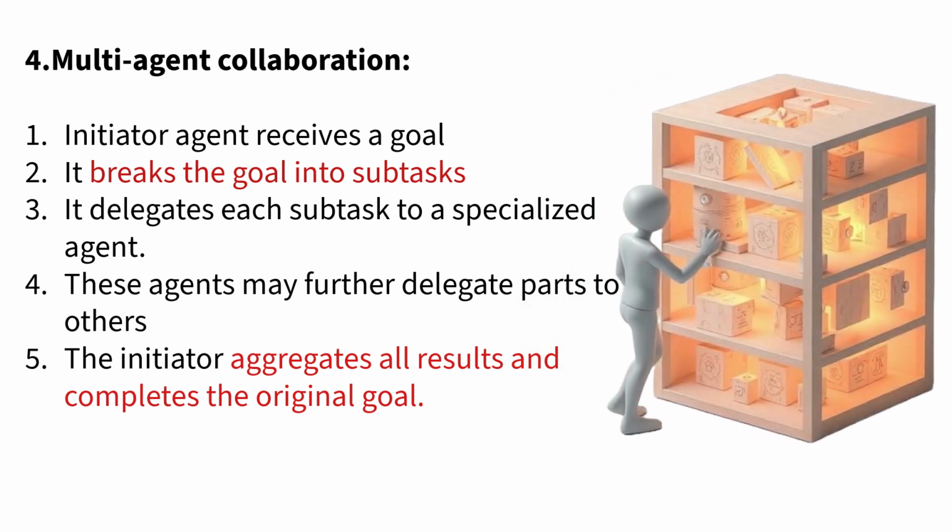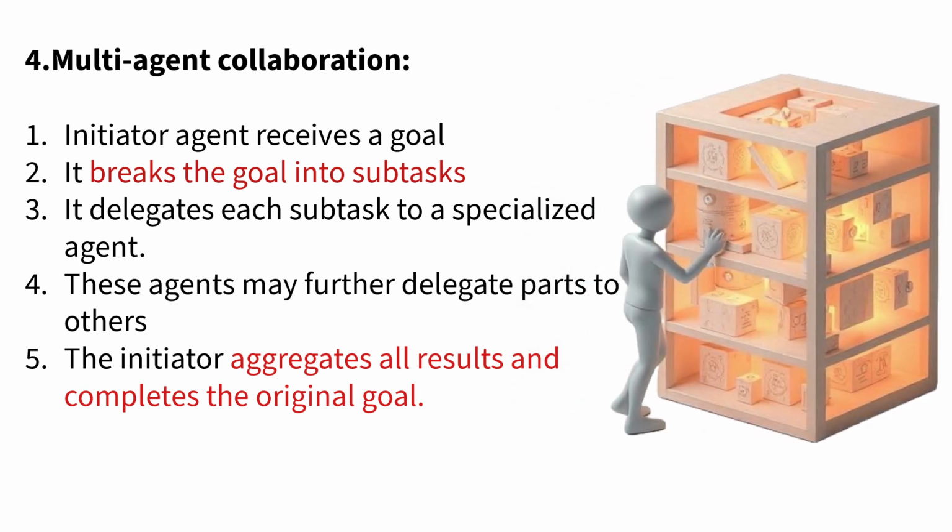Now that agents can find, coordinate, and remember, we move to multi agent collaboration. Here is a common workflow. Initiator agent receives a goal, for example, plan a project launch. It breaks the goal into subtasks: content creation, resource planning, and scheduling. It delegates each subtask to a specialized agent. These agents may further delegate parts to others, forming a hierarchy or mesh. The initiator aggregates all results and completes the original goal. This decentralized system mimics real world teamwork, multiple specialized units working on different pieces of a shared objective.